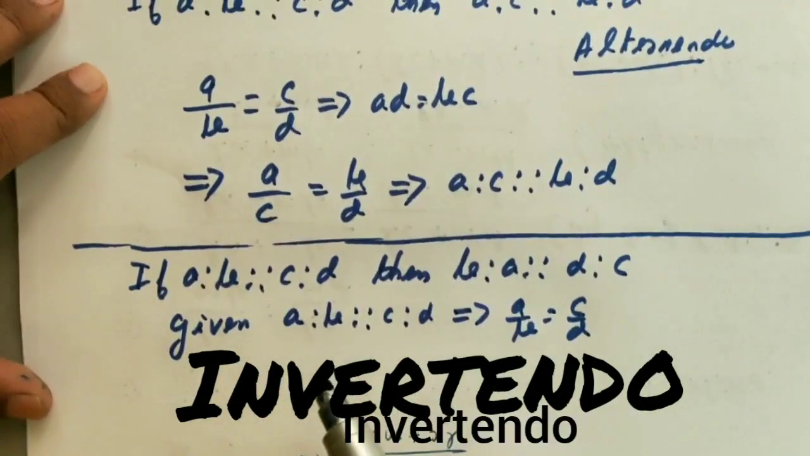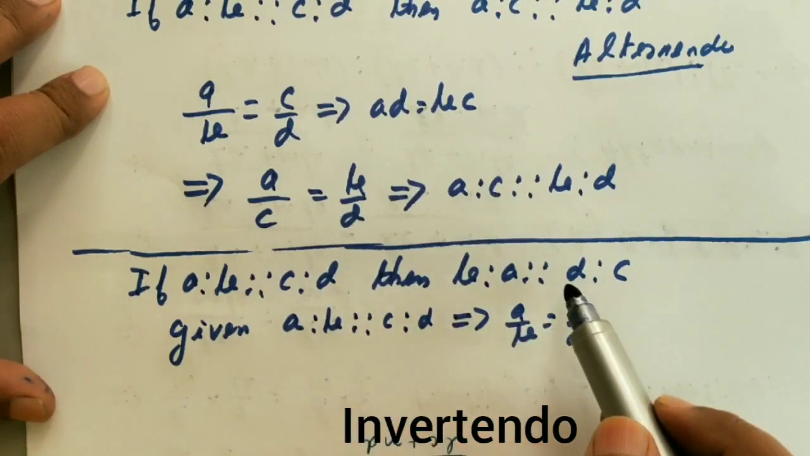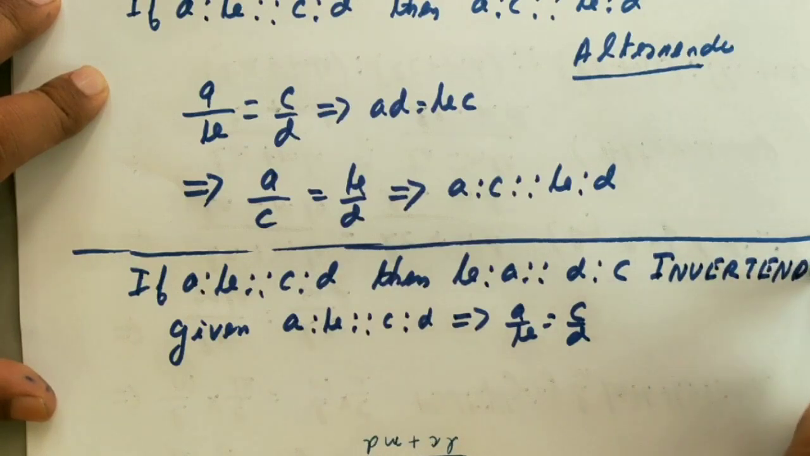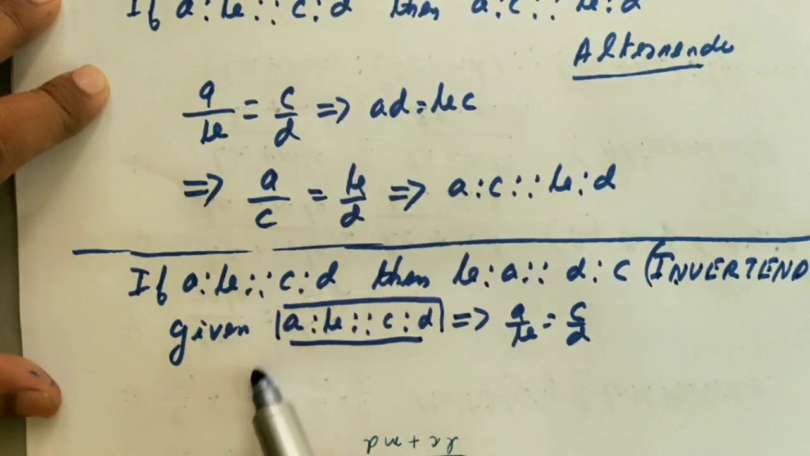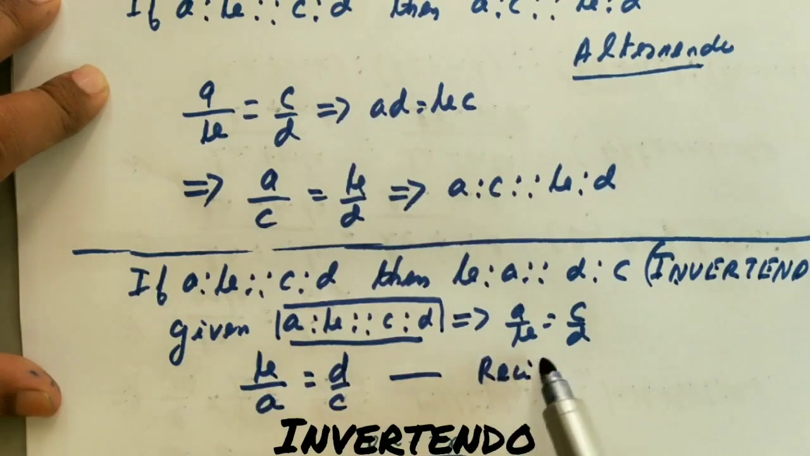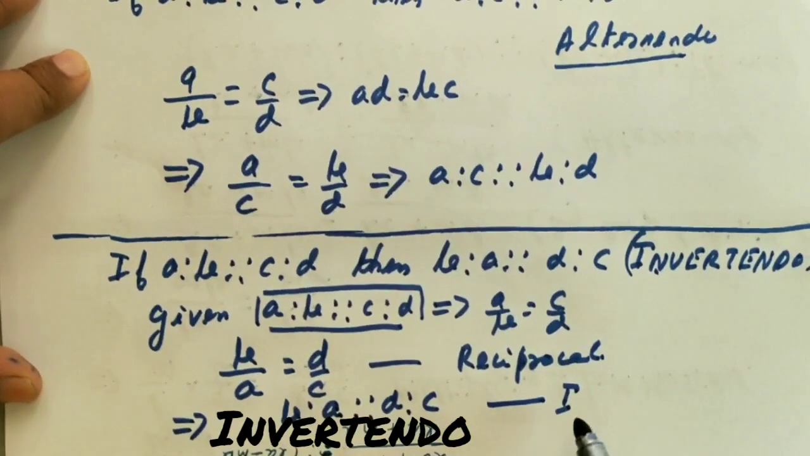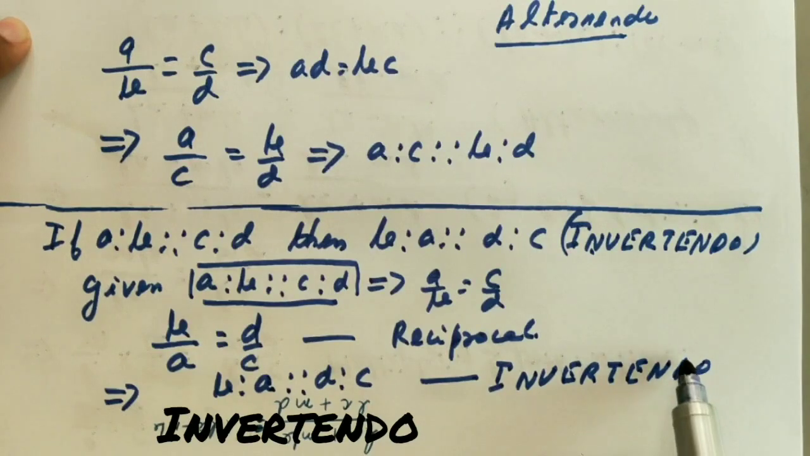If this is given, then B is to A, D is to C, the reciprocal of this. This is called invertendo. Now, if this is given, it can be written this way. If I take the reciprocal, then I can write B is to A, D is to C. This is invertendo.